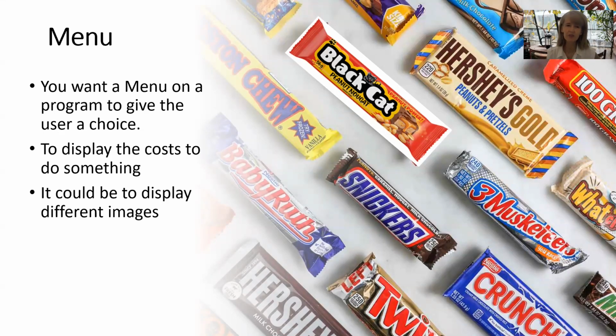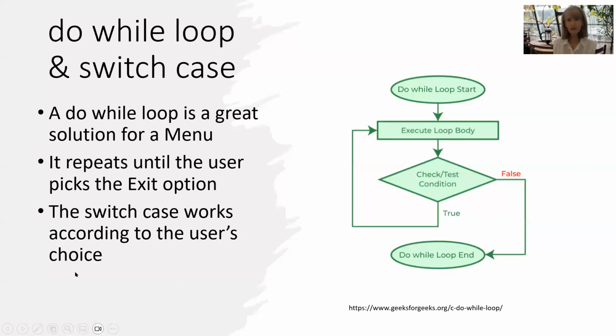We could give them a choice to display costs for different things, or we could give them a choice to display different images. When you have a menu, it's best to use a do-while loop, because the do-while carries on executing until something becomes false, and that will be the user's choice till they choose to exit. And we will use a switch case, because according to the user's choice, whether they choose A, B, C, or 1, 2, 3, we will use the switch case to execute different statements as they choose.